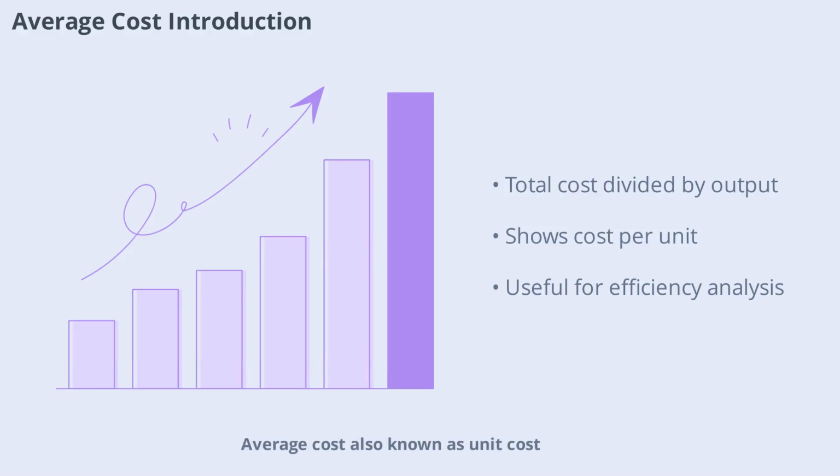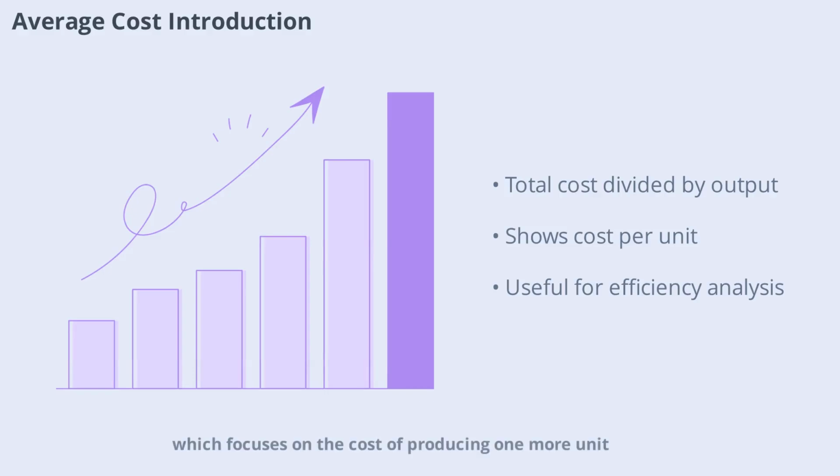Next, we'll look at how to measure costs per unit with average cost. Average cost, also known as unit cost, is calculated by dividing total cost by the number of units produced. This metric tells us how much, on average, it costs to produce each item. For example, if the total cost for 100 loaves is $1,500, the average cost per loaf is $15. Average cost is useful for comparing efficiency at different production levels and for setting competitive prices. As production increases, average cost often decreases due to the spreading of fixed costs.